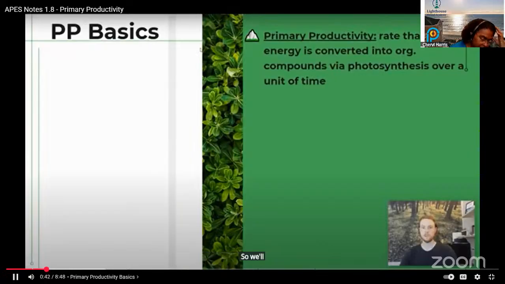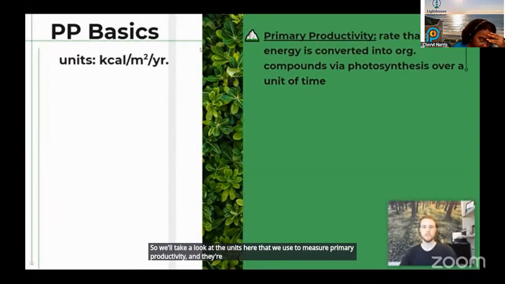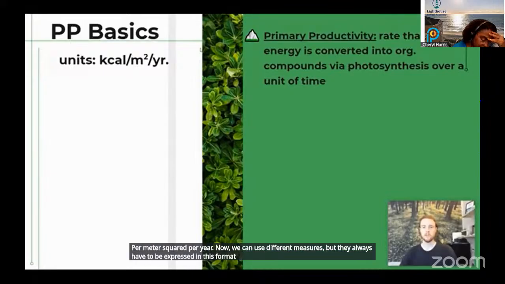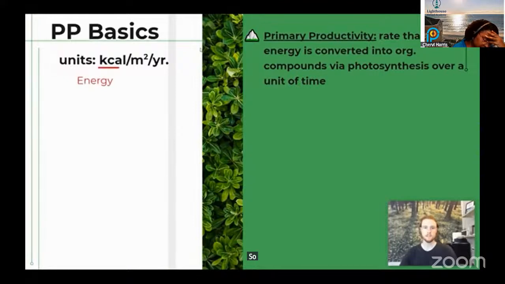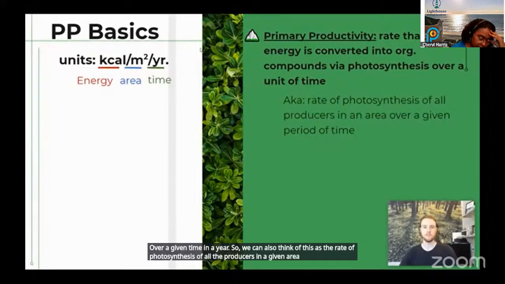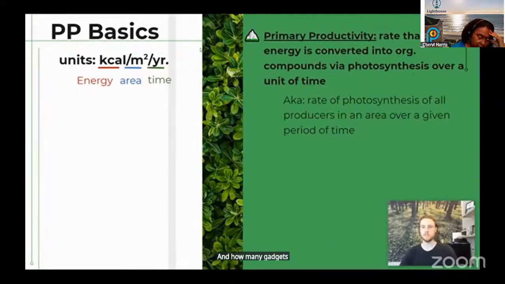So we'll take a look at the units here that we use to measure primary productivity, and they're going to be kilocalories per meter squared per year. Now we can use different measures, but they always have to be expressed in this format where it's a measure of energy, so kilocalories, per a given area, meters squared, over a given time in a year. So we can also think of this as the rate of photosynthesis of all the producers in a given area over a period of time. We can use the analogy of plants as workers. Think of all the workers in a factory and how many gadgets they produce over a given period of time. That would be the productivity of the factory.